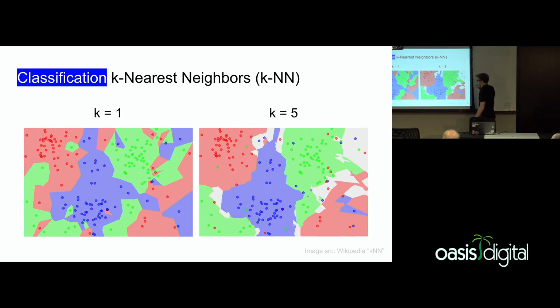And so you're looking for the 5 nearest neighbors, and you're going to assign a label to the point based on whether most of these were the same color. So in this case, we can have ties. So the white regions are where there's no winner among the 5 nearest points. And usually you'll have some kind of approach to break the tie. So this is K-nearest neighbors.